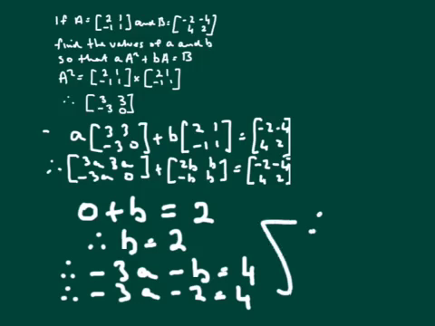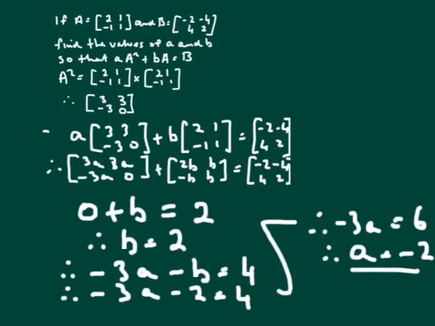And therefore, negative 3A equals 6, adding 2 to both sides. Therefore, A equals negative 2. Okay, so they are the values of our scalars, A and B. And we should write that out neatly, but room's a bit short at the moment.